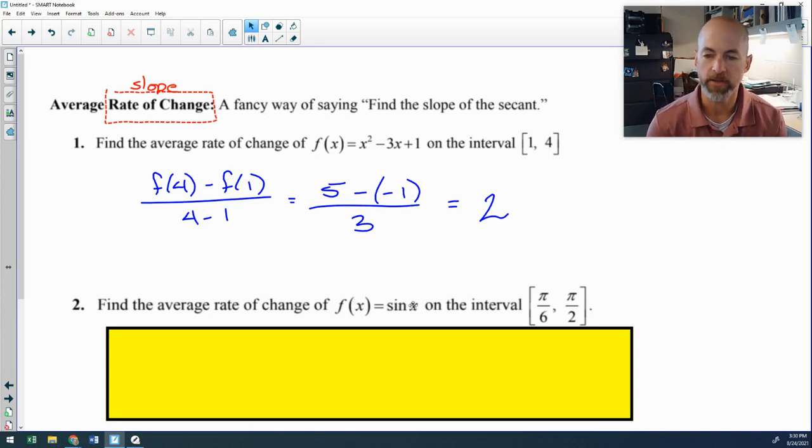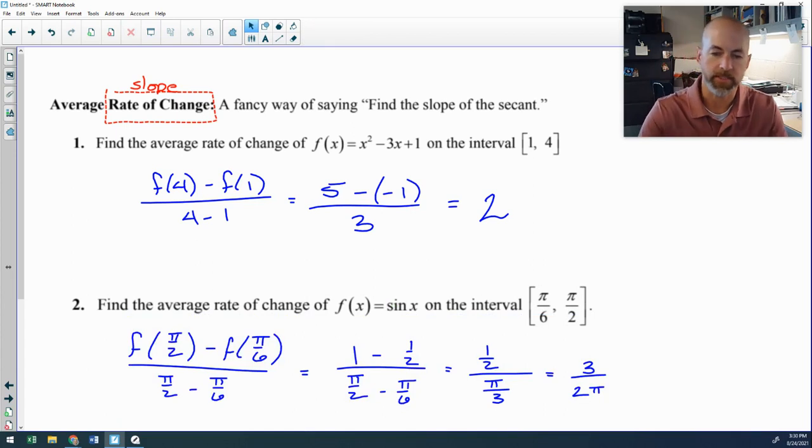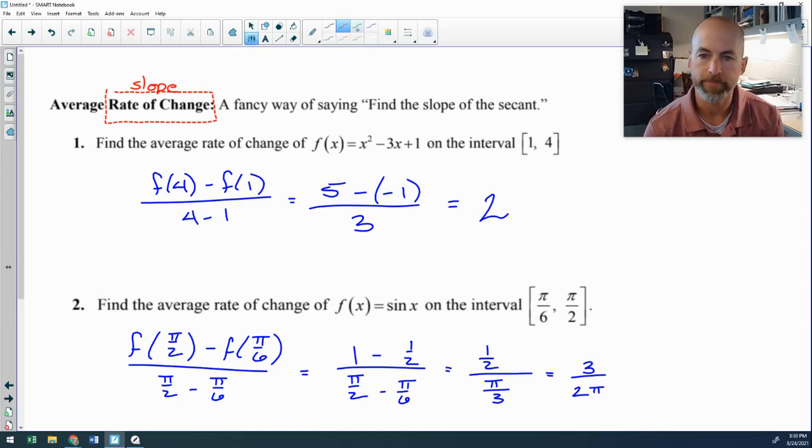Same thing, even if it's ugly and trigonometric, you still will find the y coordinates, in this case at pi over 6 and pi over 2, subtract those, and then divide that by the difference in the x coordinates. And so you would end up with something like this. So f of pi over 2 minus f of pi over 6 over pi over 2 minus pi over 6. And again, a little reminder from ninth grade. It doesn't matter which one you start with. If you want to start with pi over 6, that's fine. On top, just make sure you also start with pi over 6 on bottom. So whichever x coordinate you use for the beginning of the numerator, make sure you use that for the beginning of the denominator. So there's average rate of change.